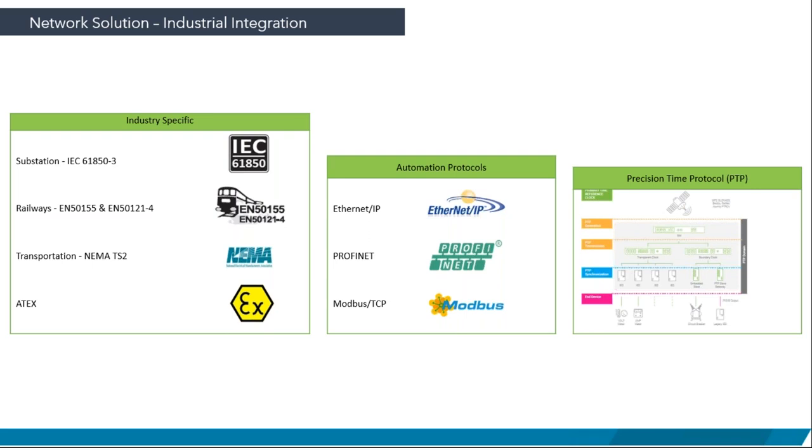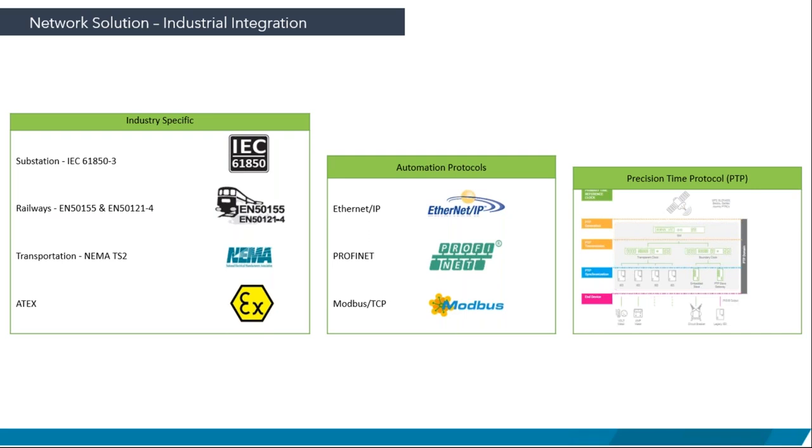ATEX is also one of the certifications, which is about the corrosion level the product can support. For automation protocols, we have EtherNet/IP, PROFINET, Modbus TCP. So these are the protocols which are used in industrial environments, where different types of PLCs and devices need to connect.